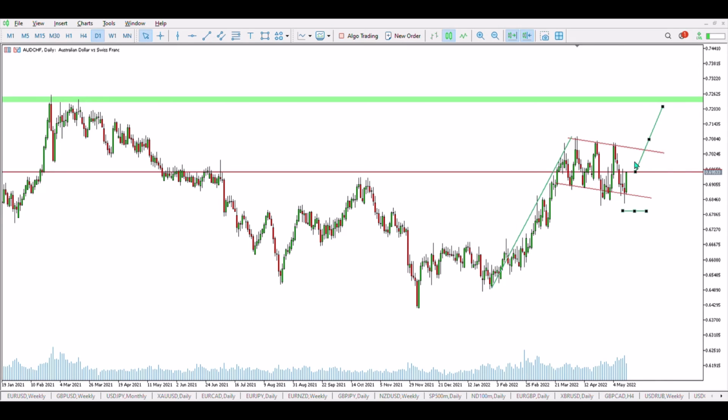We still didn't break above the flag pattern, so we still don't have the flag pattern completed. Okay, and the price can just reject the zone here, continue to the downside and make some huge move. So this is why we can set a small stop loss and a high take profit target.